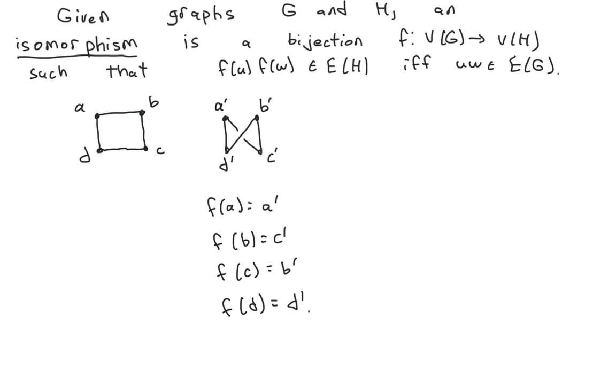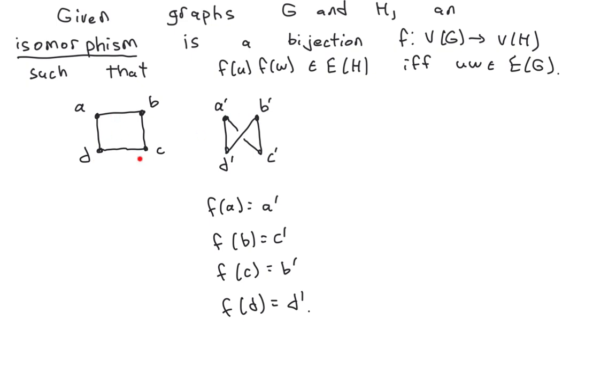All right, given two graphs G and H, an isomorphism between them is a bijection between the vertices with the property that whenever u and w is an edge in G, then f of u and f of w is an edge in H. So for example, consider these two graphs.